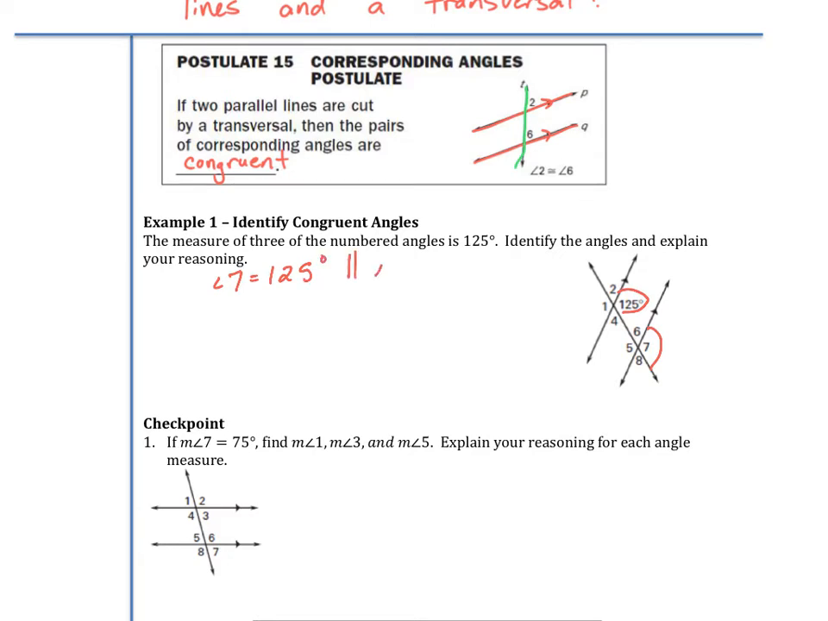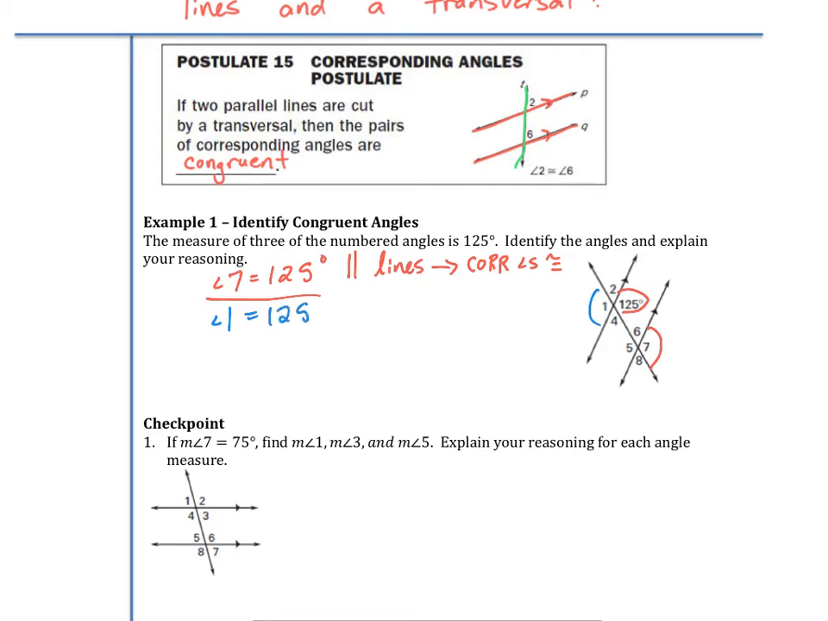So I'm going to say parallel lines, and I'm going to put an arrow. That means implies, or we know because parallel lines shows that corresponding angles are congruent. So we know that angle 7 is 125 because if the lines are parallel, then the corresponding angles are congruent. We also know that angle 1 is 125.